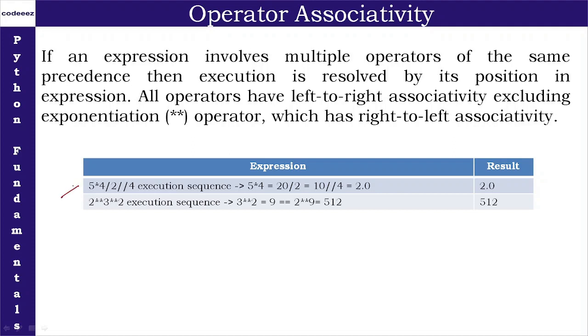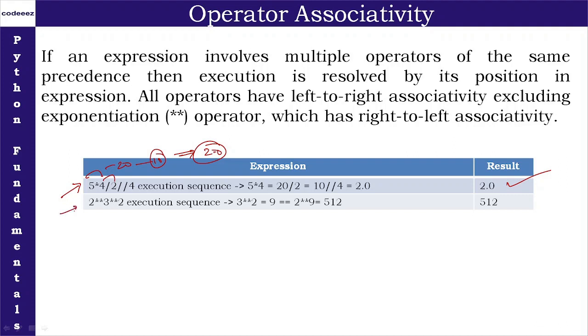Suppose we are having the expression 5 multiplied by 4 divided by 2 floor division 4, right? So what will be the result here? Because all these three operators are having the same precedence, it will be evaluated from left to right. So first 5 into 4 gives you 20, then 20 divided by 2 gives you 10, and 10 floor division 4, that is, only the quotient part will be returned. So here we get the result 2.0, right?